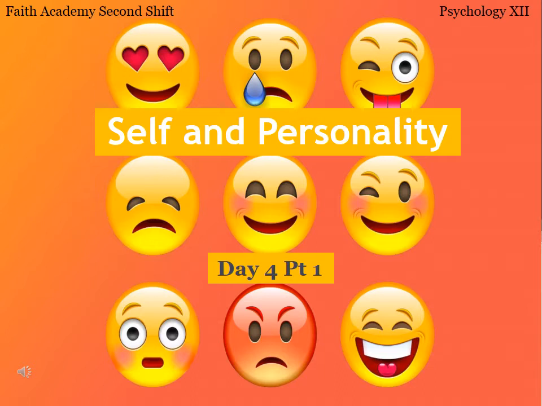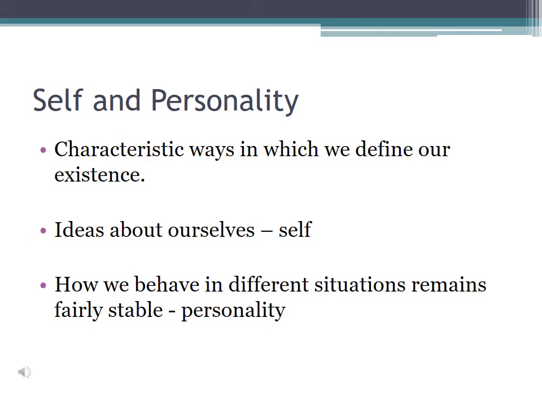The second chapter deals with self and personality. Self and personality refer to the characteristic ways in which we define our existence. They also refer to the ways in which our experiences are organized and show up in our behavior. From common observation, we know that different people hold different ideas about themselves. These ideas represent the self of a person.